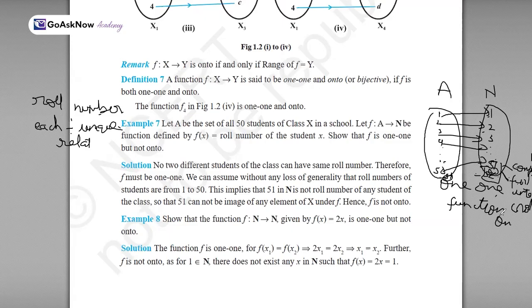So we have proved that it is not an onto function, but it is a one-one function. What is asked in the question is to show that it is one-one but not onto. So hence it is proved. Let's see the next example of your NCERT.